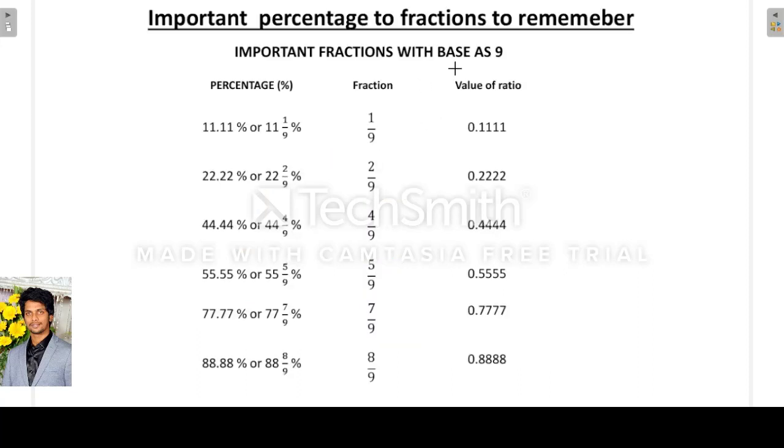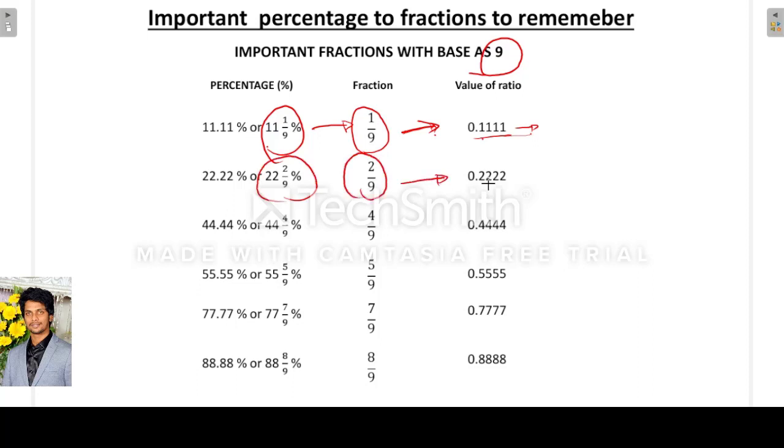And these are the important fractions with base as 9. So when the base is 9, the single digit will recur like this. See, 1 by 9 is nothing but 0.1111, which is nothing but 11 1 by 9%. So 11 1 by 9% can be expressed as either 1 by 9 or 0.111. So 22 2 by 9% is nothing but 2 by 9, or the same can be expressed as 0.22222. It will go on like this. So similarly, 4 by 9, 5 by 9, 8 by 9. So these are the percentage to ratio conversions.